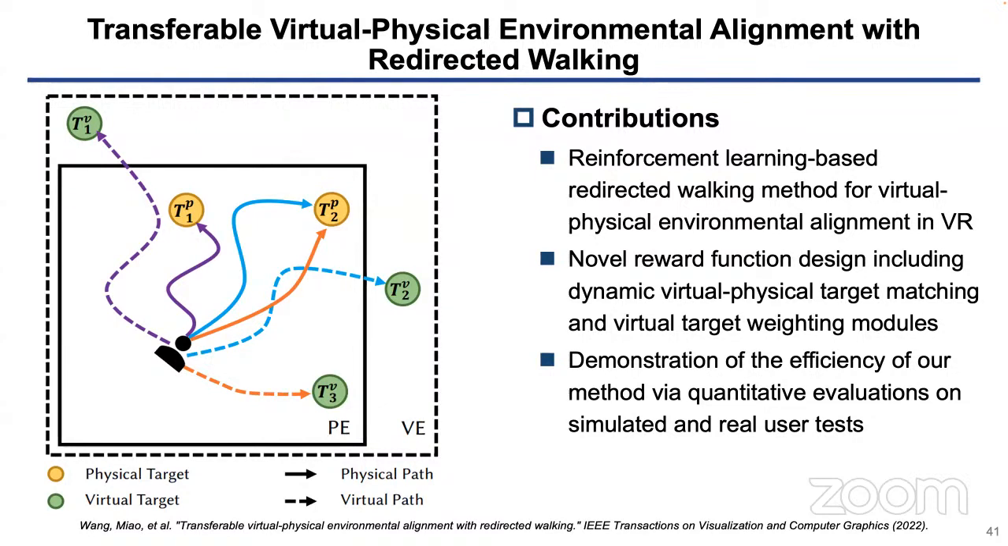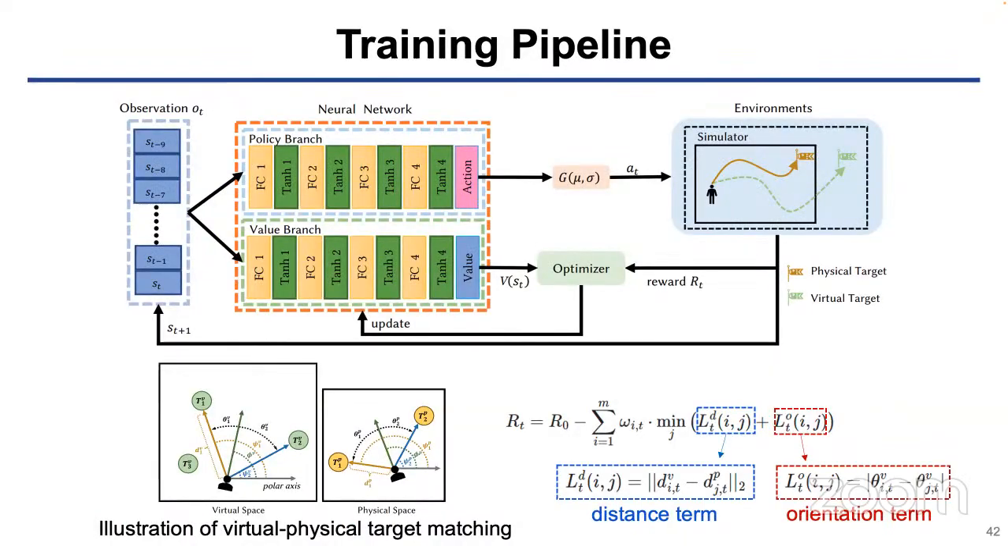So this is the training pipeline. We feed in the observations of the user, both in the physical space and the virtual space. We use the orientation and the position as the input, and we use the PPO framework to train the network parameters, and the outputs are the gains for redirection. The novel part of our reinforcement learning framework is that we have proposed a novel reward that involves a distance term and an orientation term computed from the states of the physical and the virtual space.